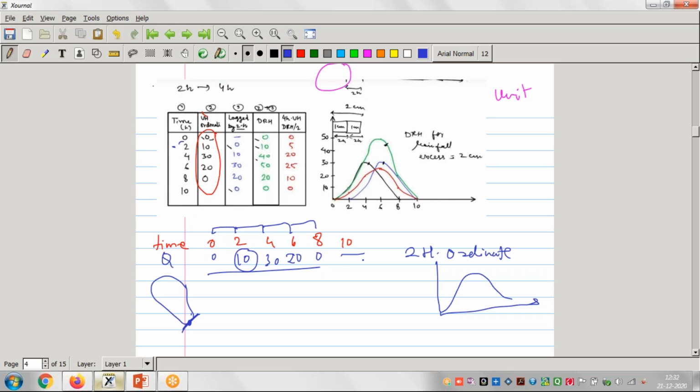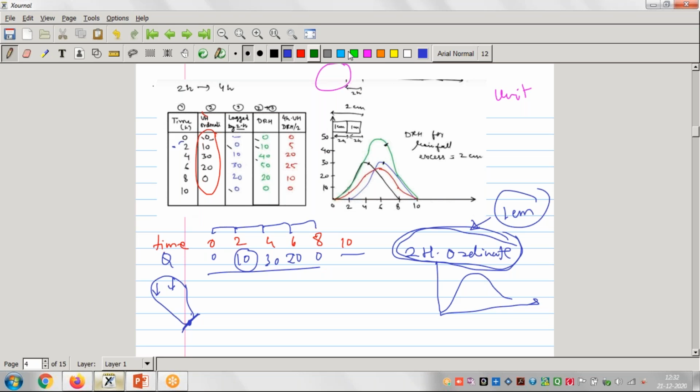This is the 2 hour ordinate, and the rainfall is only 1 centimeter. Because of 1 centimeter rainfall, this ordinate is observed after every 2 hours. Then again, the same 1 centimeter rainfall occurred in the same catchment, after 2 hours. So that rainfall occurred after 2 hours.